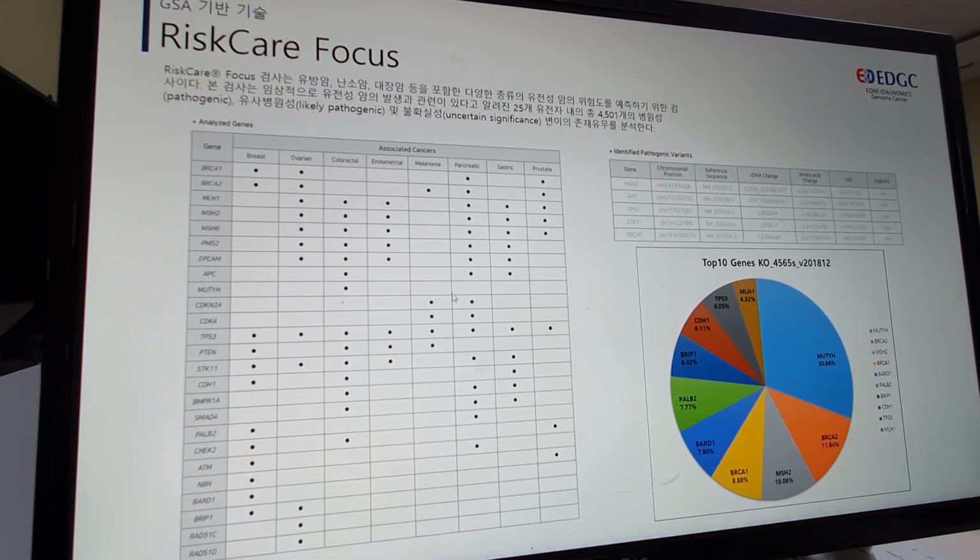Then if there is some critical mutation, they can consult with the clinicians, and they can go to see a doctor monthly or every 3 months, and then check if there is any growing cancer or not.